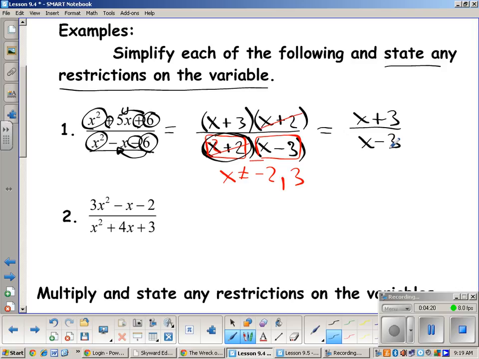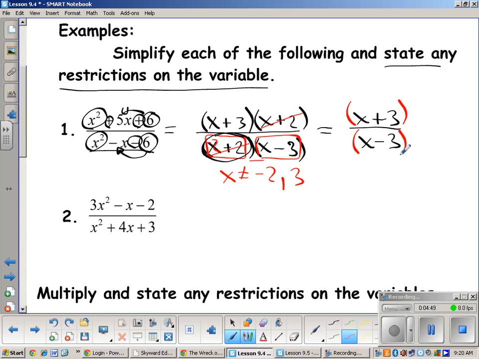No. I'm glad you said that, though, because you're not the only one who's ever done something like that. We cannot cancel them. They have to be in factored form, and as factors these are x plus 3 and x minus 3. As individual terms, they were the x and the 3. But the individual terms aren't factors, and we cannot cancel them that way.